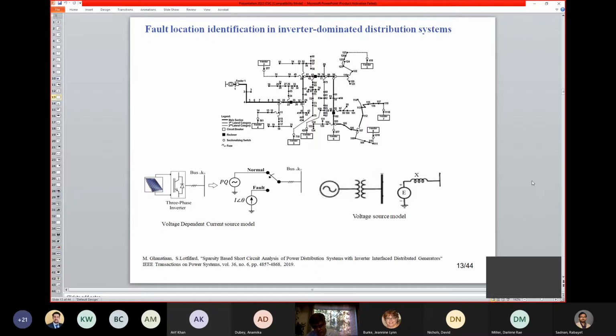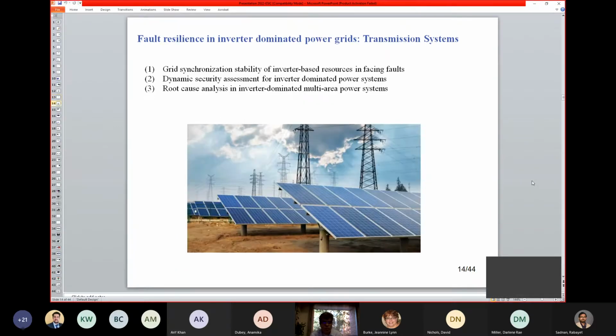We have made some progress, and this is a continuing project. But the goal is that we want to identify the fault as soon as possible. Once we identify that, then the system restoration programs and so on and so forth can be executed. So these were two applications for the distribution system.